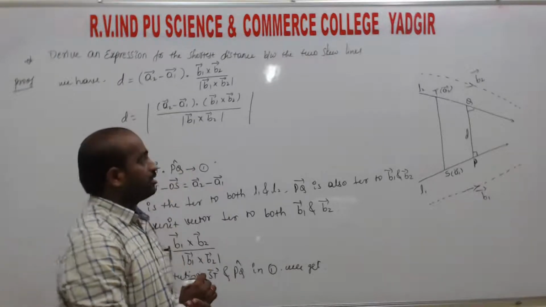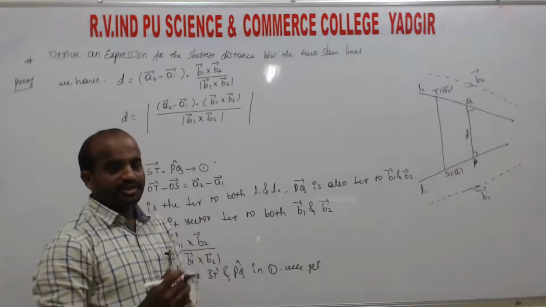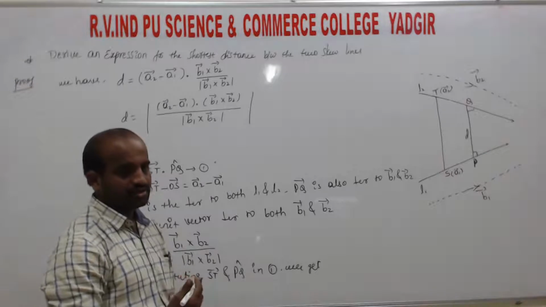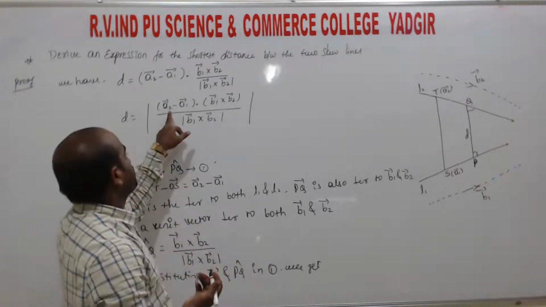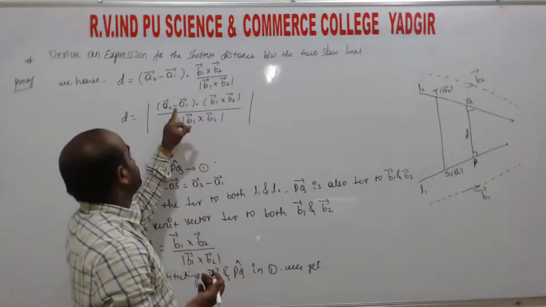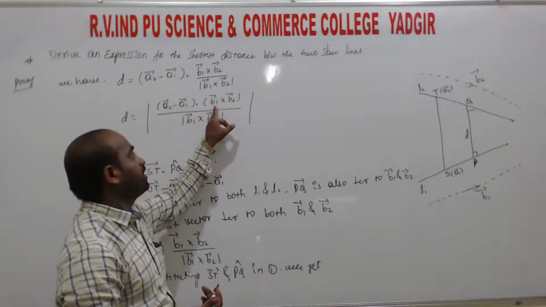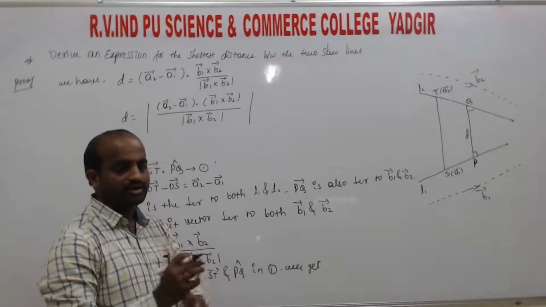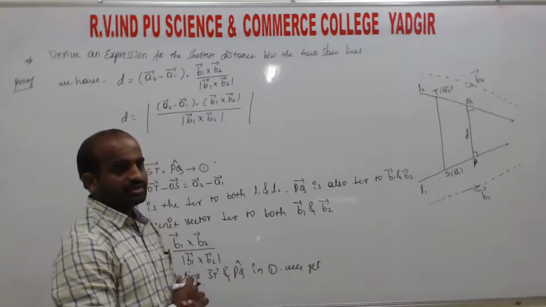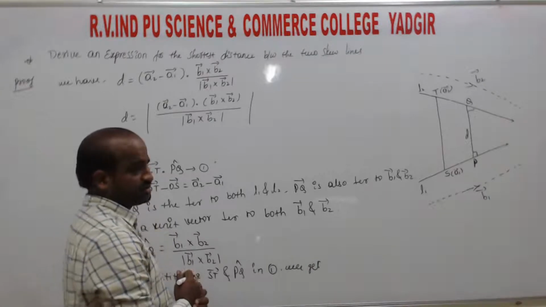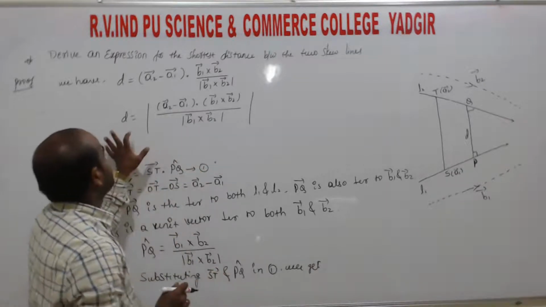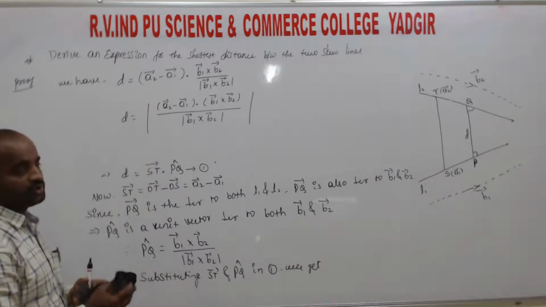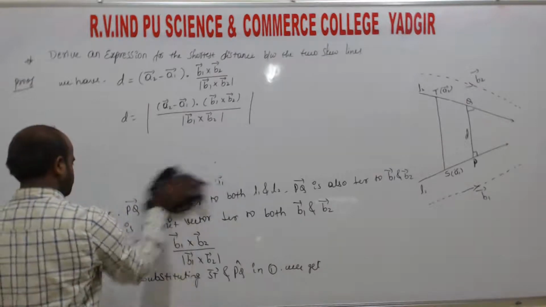Two vector equations are given. Then find out the shortest distance between the lines. First you have to take A1, A2, B1, B2, A2 minus A1. First find out B1 cross B2, the cross product of two vectors. A cross B is equal to the determinant with first row i, j, k, second row A components, third row B components. Next magnitude. This is the vector equation for the shortest distance between two skew lines.